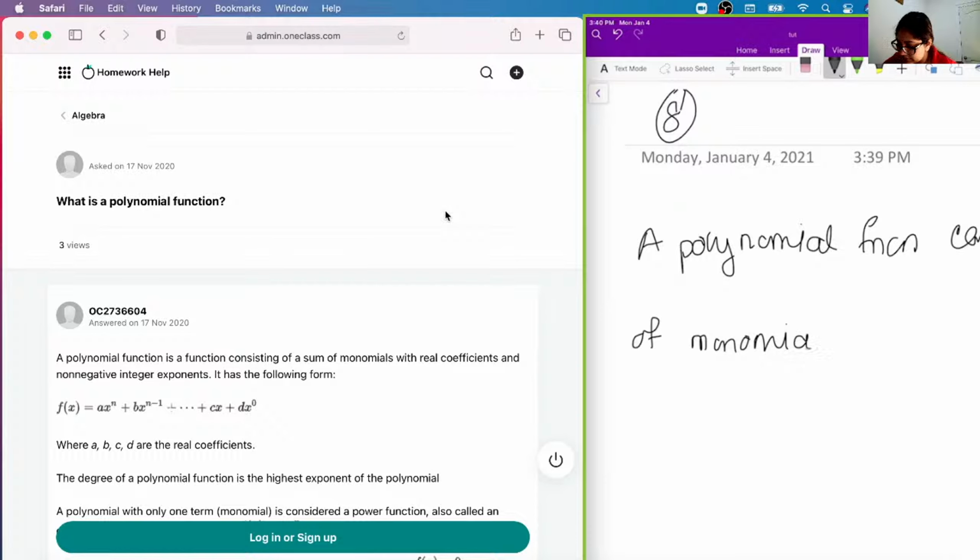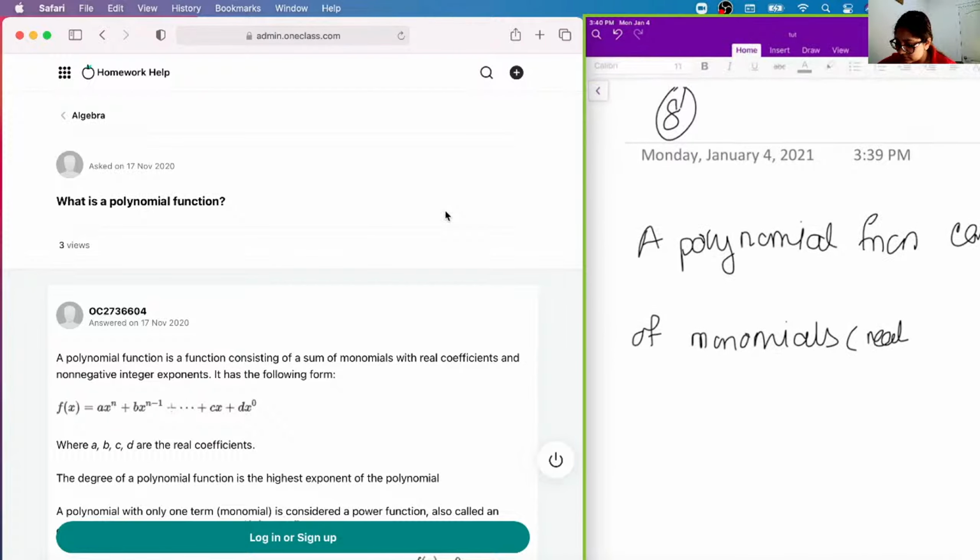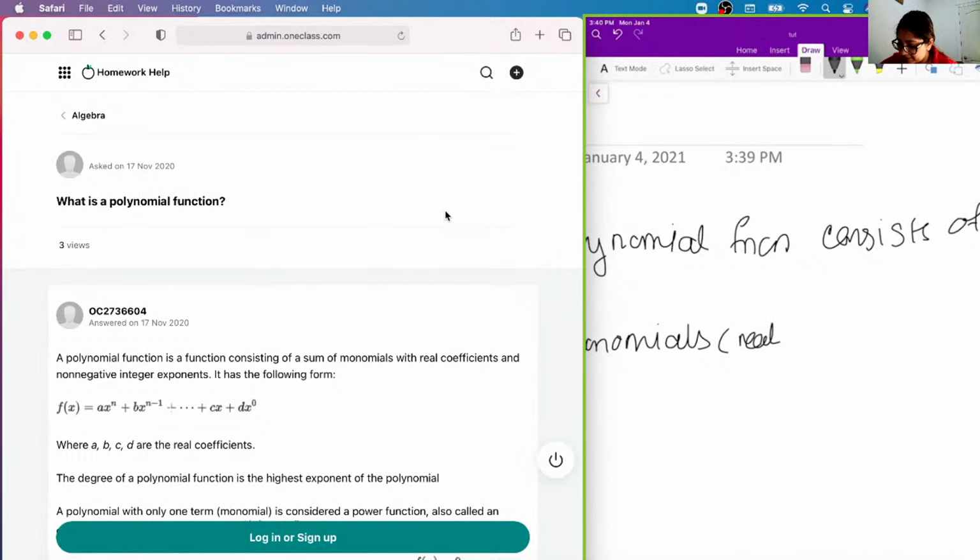Monomials, so like for example, with real coefficients, so this means it cannot be zero. Okay, and so non-negative integer exponents, so it can't really have a negative exponent. So no negative exponent.